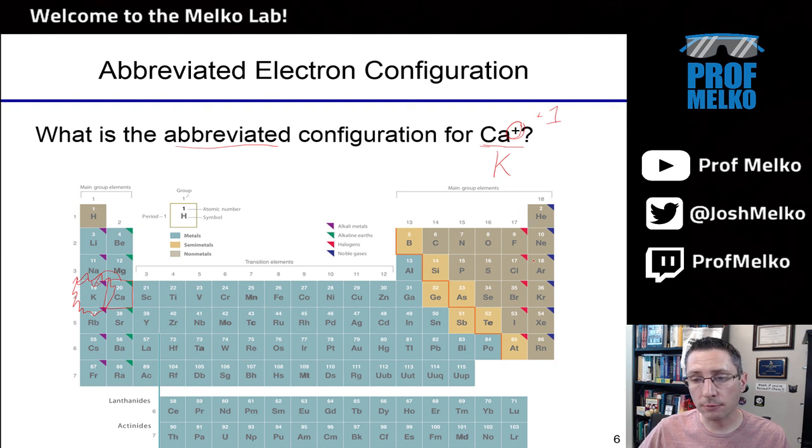I still go back to the previous noble gas, so it's argon in brackets, and then I have to account for this 4s electron that potassium has. So the abbreviated configuration for calcium plus is just argon 4s1.